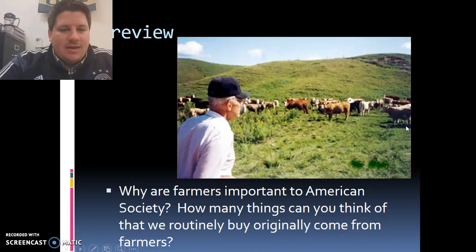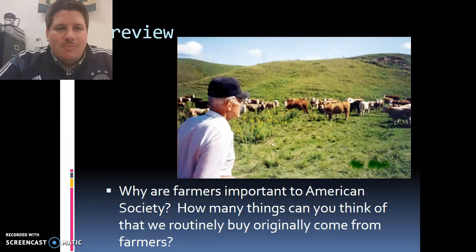Moving on again, you should be turning your page again, and at the top of this page, write preview. And then you need to answer the following question on your preview page. Why are farmers important to society? And how many things can you think of that we routinely buy from farmers? So you're writing a sentence talking about why they're important, and then you're basically making a list, which is probably a lot larger than you realize. So really try and dig deep and think about how many things that you buy originally come from farmers. If you have any questions about this, come talk to me about it in class.